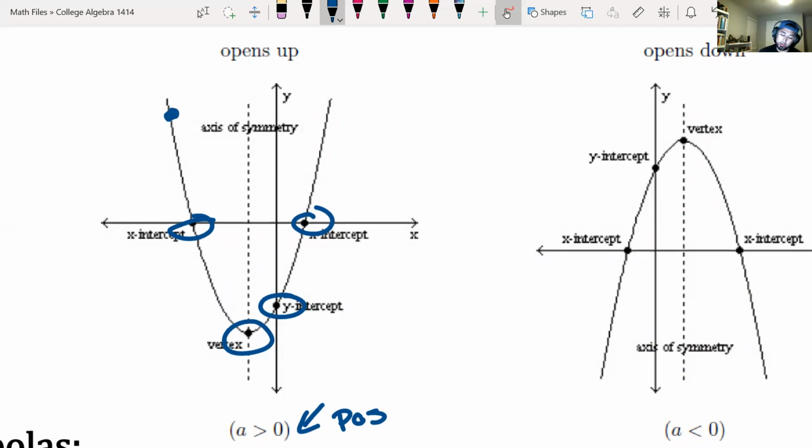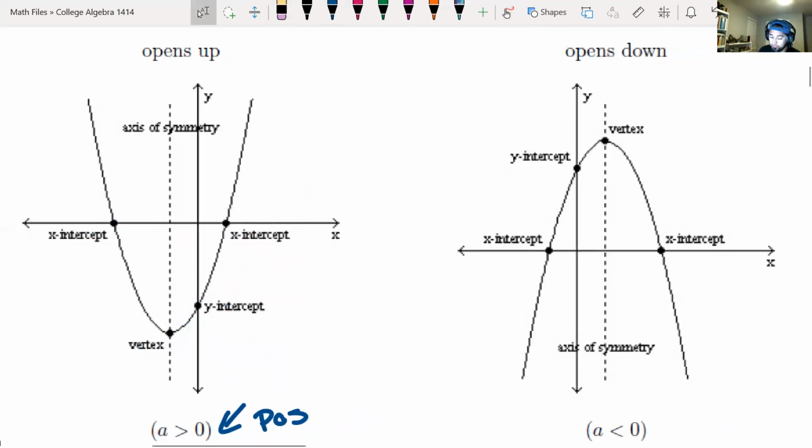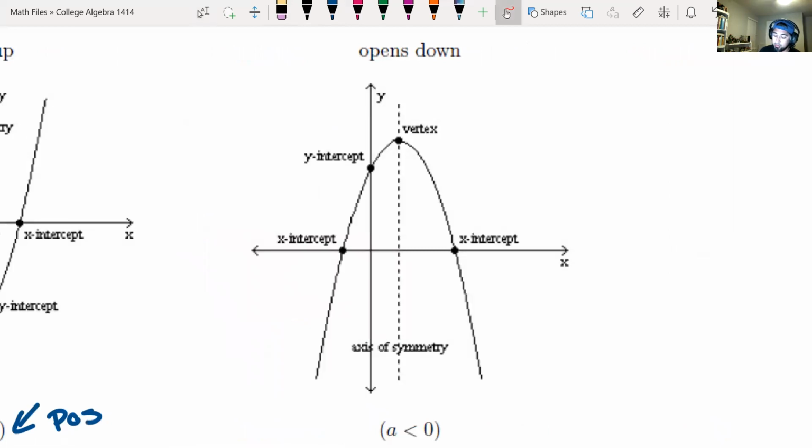So if I have a point here, I can reflect it across the axis of symmetry and have a point there, equal distance from that line. Okay, so those are the characteristics of a parabola that opens up, which means your leading coefficient a is positive. And if your parabola opens down, this means your leading coefficient is negative.